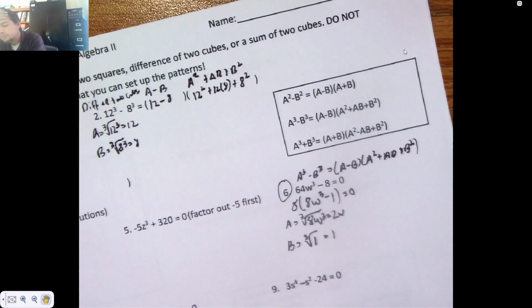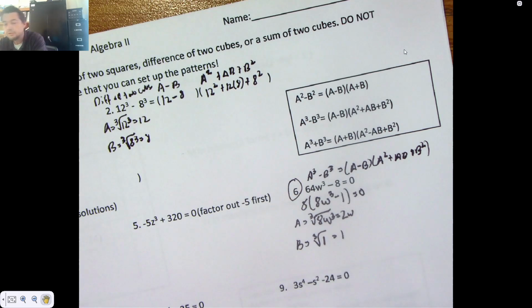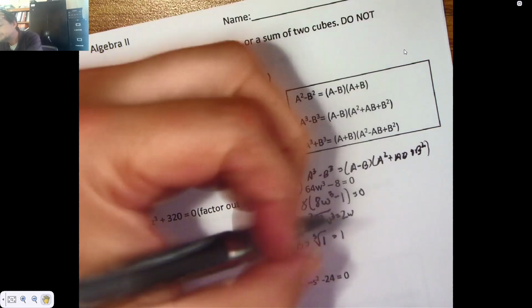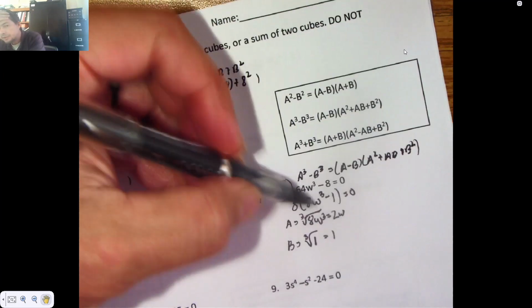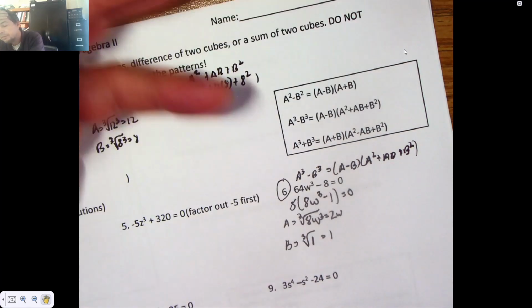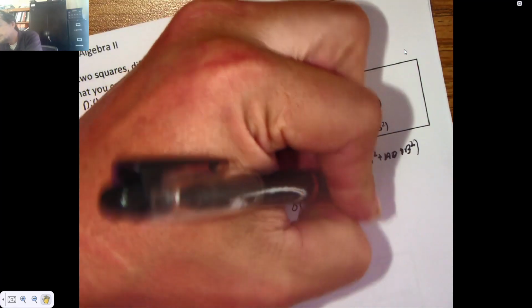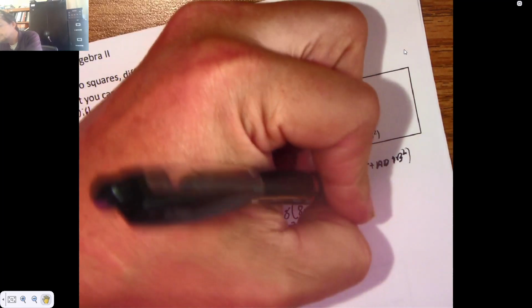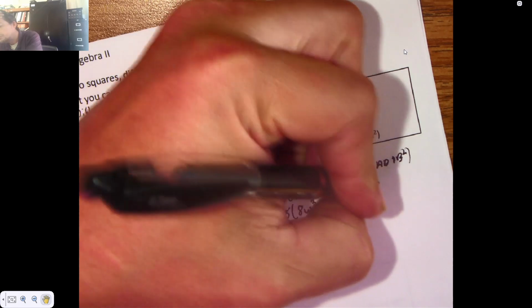Now we are solving, by the way. It says factor and solve. So after I factored, I've got to solve. I'm spending extra time writing this. You don't have to write this out, but you are supposed to know where it came from. There's an 8 out front that I pulled. A was 2w. B was 1, and it's a minus b.